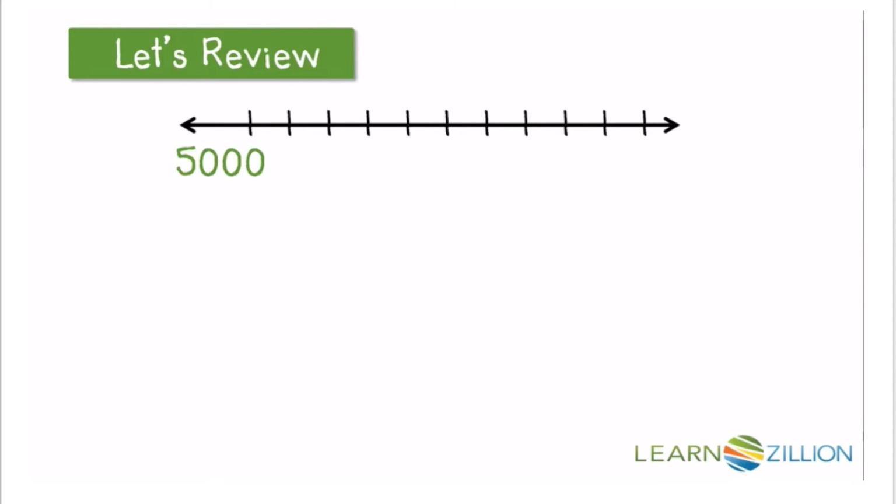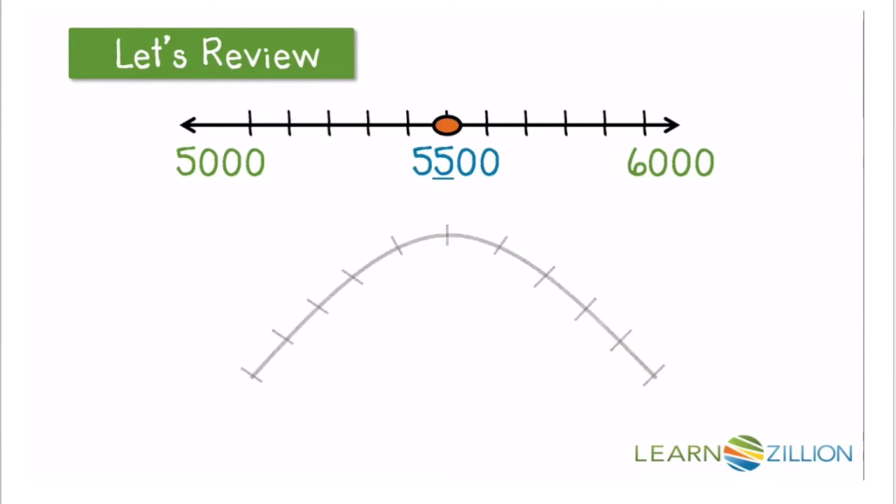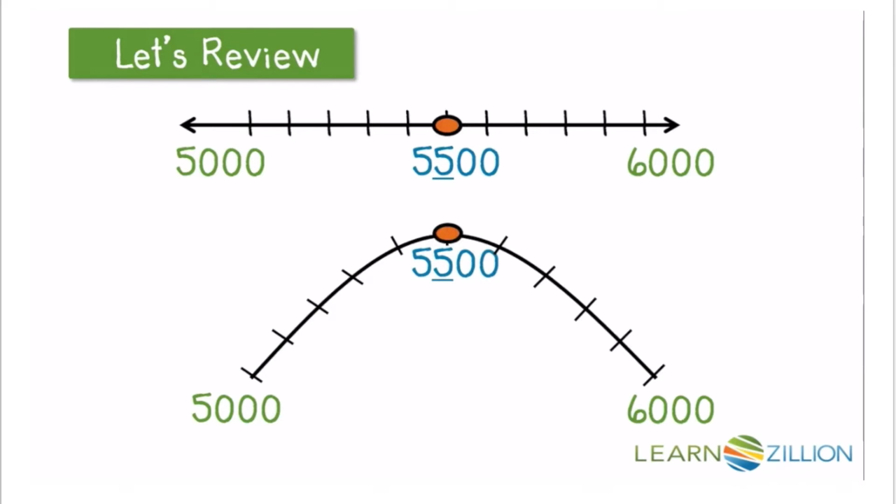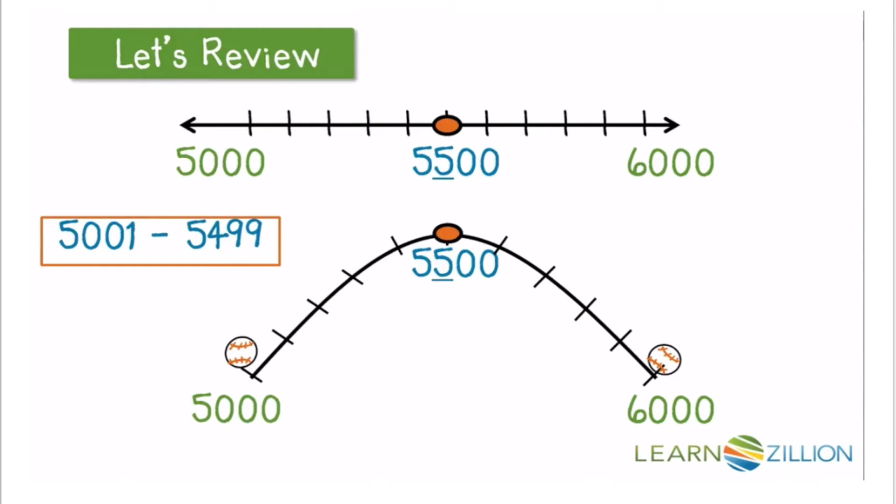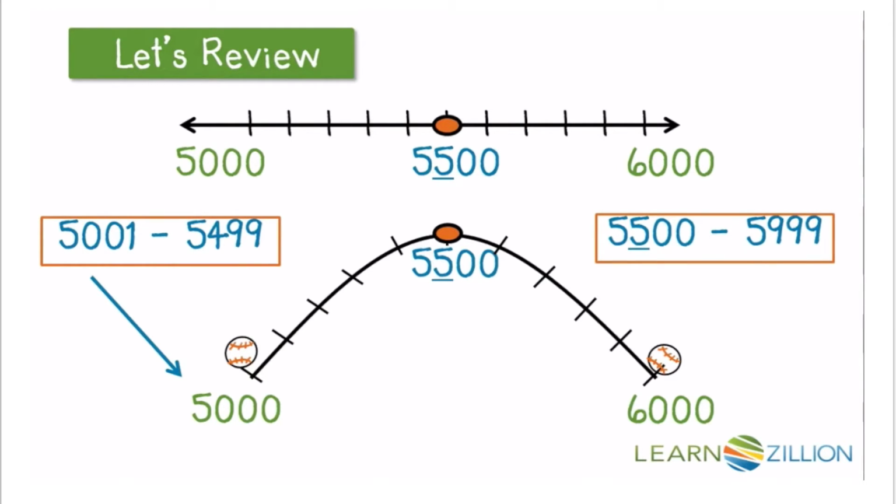Let's also review how we would use our benchmark numbers and midpoint to help us round. We'll turn our number line into a curved number line. Our benchmark numbers are 5,000 and 6,000, and the midpoint is 5,500. Any number that is at the midpoint or above will round up. Any number that is below the midpoint will round down. The numbers between 5,001 and 5,499 would round down to 5,000. The numbers between 5,500 to 5,999 would round up to 6,000.